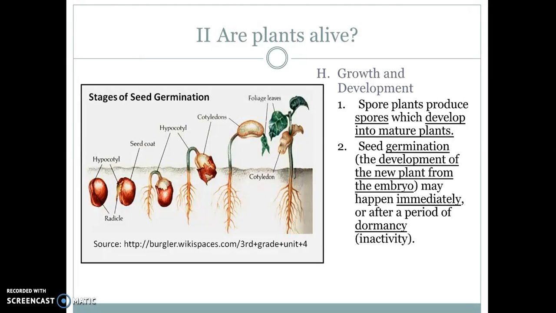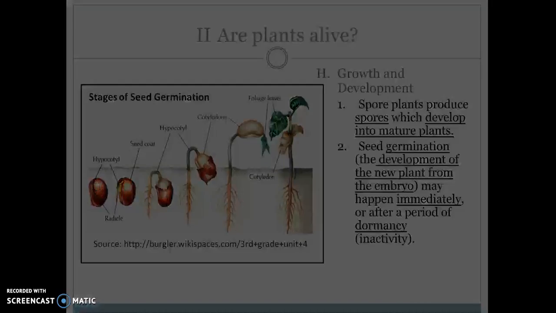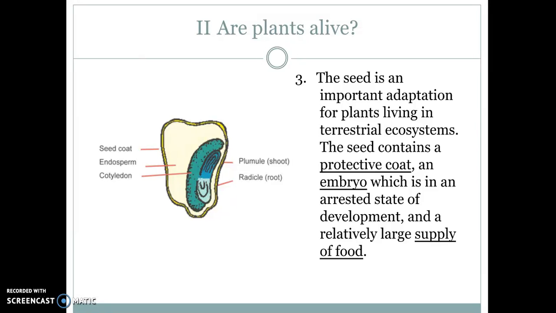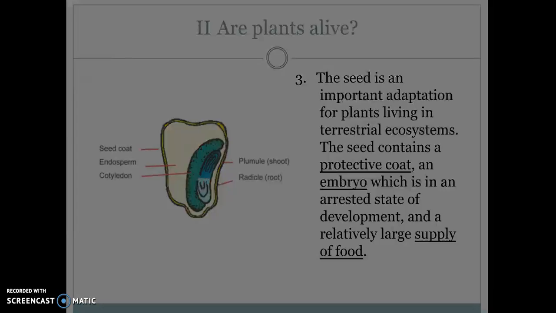Spore plants produce spores, which develop into mature plants. The seed is a very important adaptation for plants that live in terrestrial ecosystems because it contains a protective coat. The embryo, which is in this kind of arrested state of development, kind of in a comatose state, is given a relatively large supply of food.